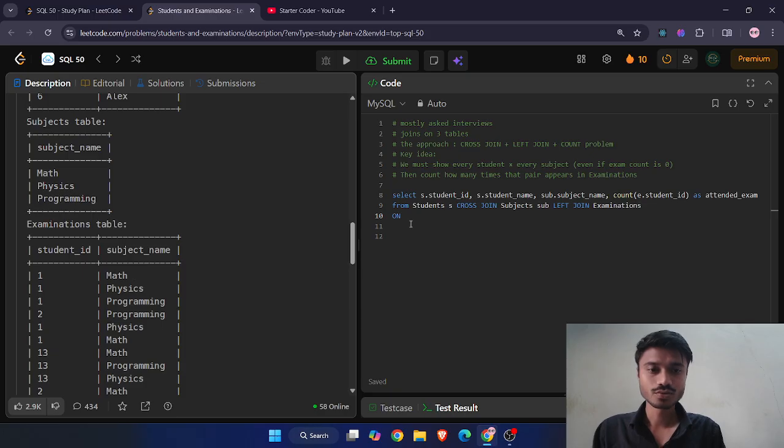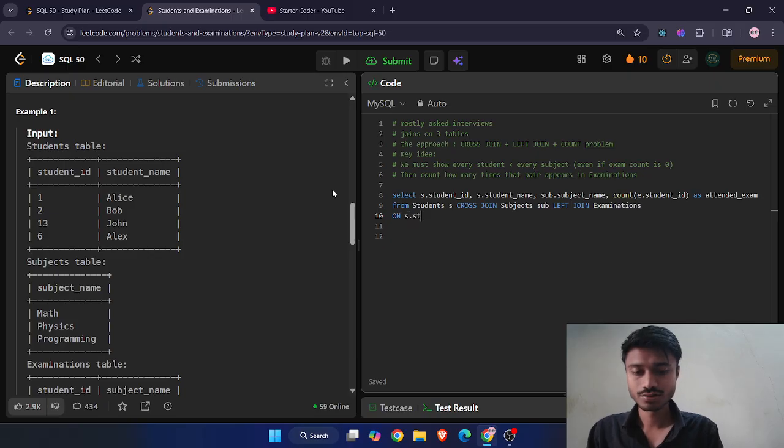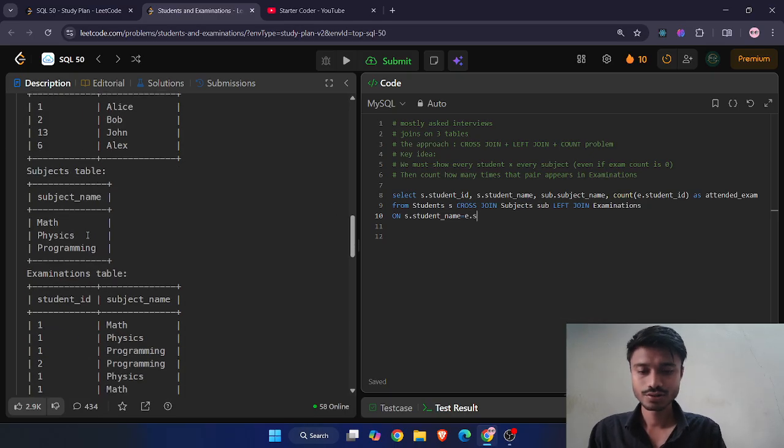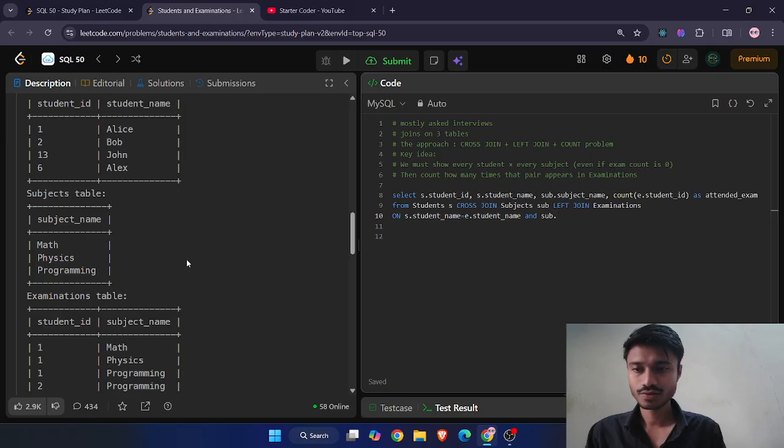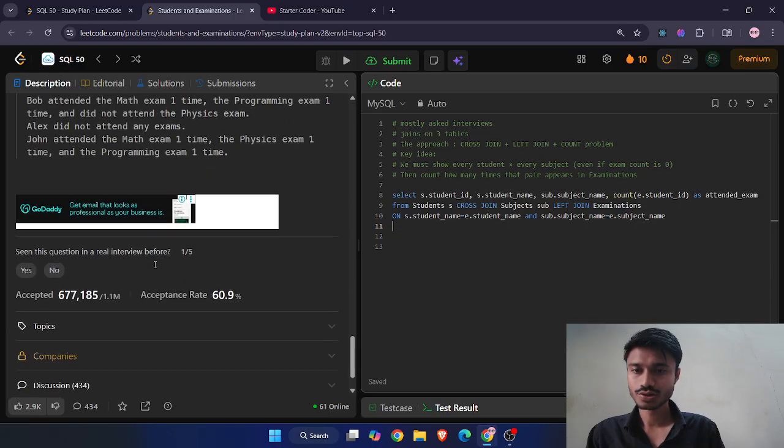Simple. So here we are writing the condition, which is s dot student name equals to e dot student name, and sub dot, which is the subject table, subject dot subject name equals to e dot subject name. Yeah, and we need to sort it as well.